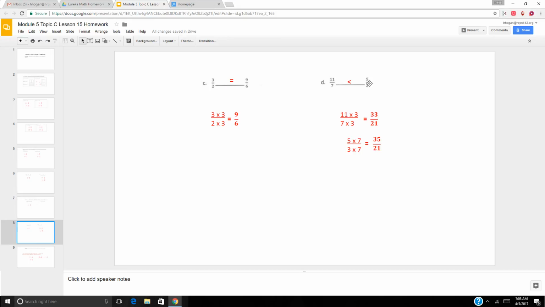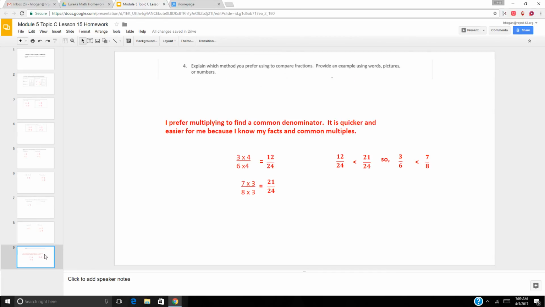We have 11/7 and 5/3. I know that 5 and 3 both have multiples of 21. 7 times 3 is 21. 11 times 3 is 33. 3 times 7 is 21. 5 times 7 is 35. So 33/21 is less than 35/21, which means that 11/7 is less than 5/3. And I did go quickly, but you have to know your facts. You have to be able to do this, and it makes everything easier.